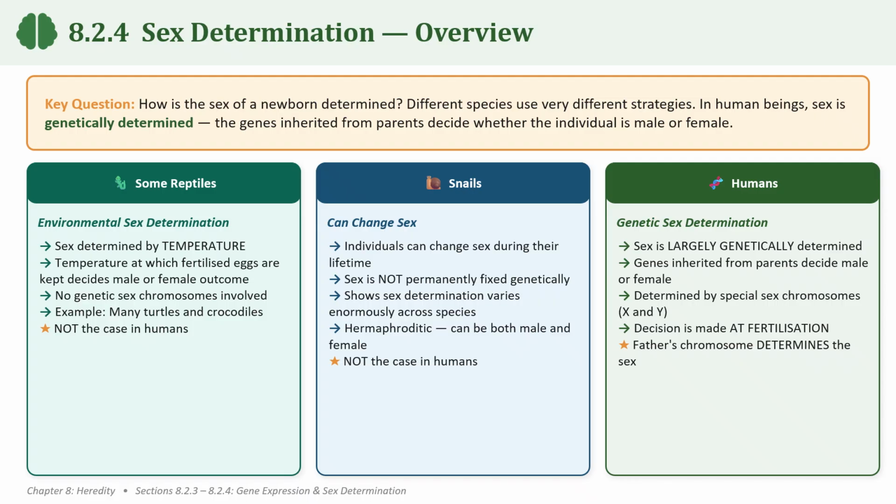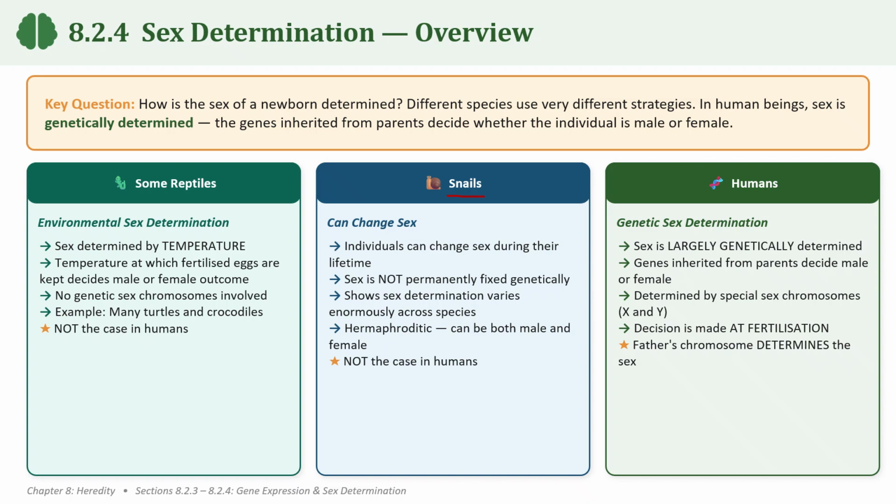I have given you reptiles over here. In reptiles such as turtles and crocodiles, temperature determines the sex of the offspring. In snails, individuals possess both male and female reproductive organs. So what is the terminology? Hermaphrodite. They possess both the male and the female sexual organs, and this is not the case in humans.